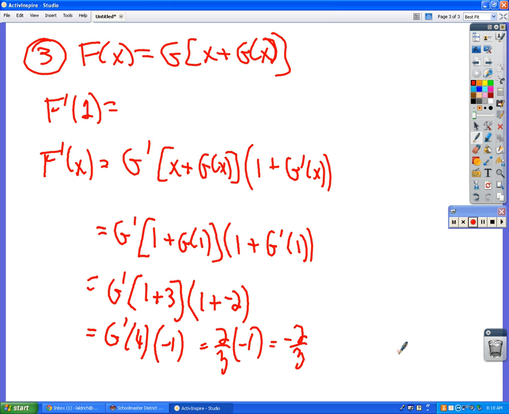Which one is that? E? -2/3, yeah. Because we have to multiply that by this jump right here, which came up to be -1. Okay?